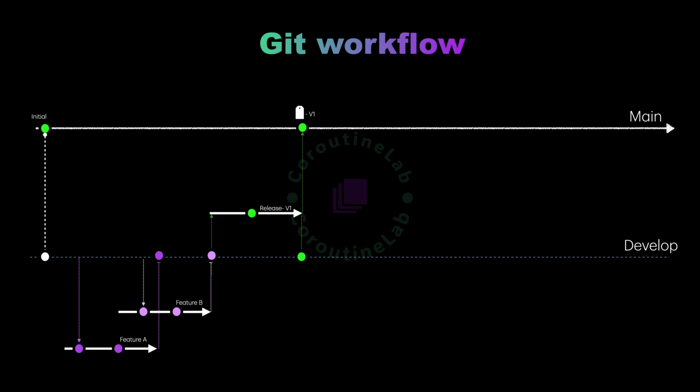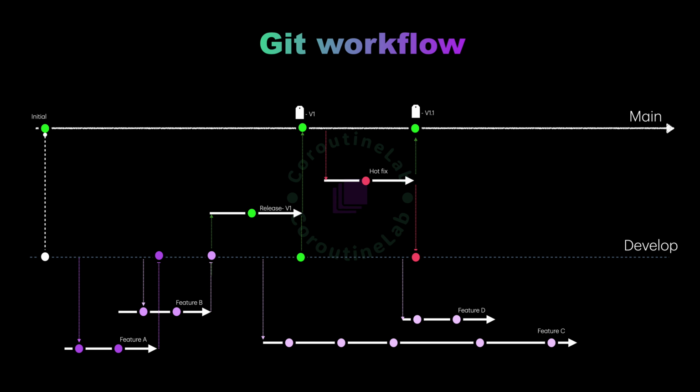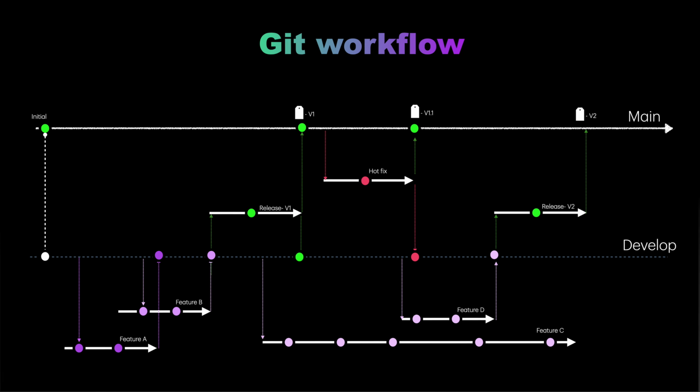If a bug is found in production, a hotfix branch, example, hotfix version 1.1, is created from the main branch. The bug is fixed, and the hotfix branch is merged into both main and develop to keep all branches up to date. A new tag, example, version 1.1, is added to the main branch to represent the patch release. This strategy ensures a structured approach to development, supporting clear workflows for features, releases, and hotfixes.